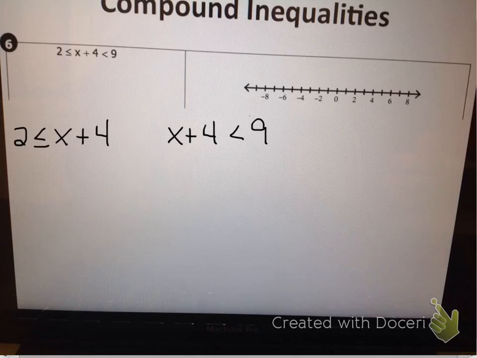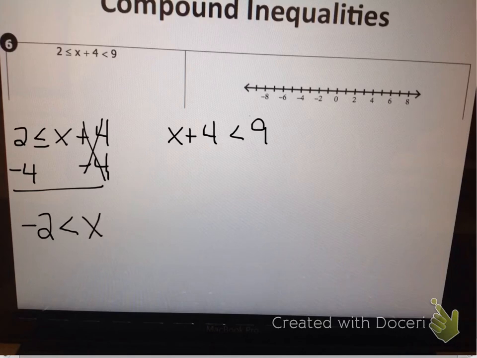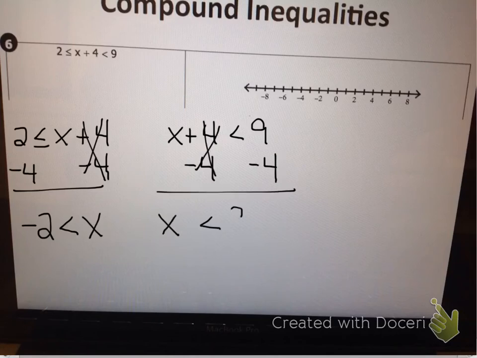So with the first inequality, we're going to subtract 4, and it'll be the same step to solve the second one. We'll subtract 4, canceling out our 4s, and it leaves us with negative 2 is less than or equal to x. The next problem, we're going to subtract 4. The 4s cancel, leaving us with x is less than 5. So, if we were to look at this inequality, this is what it would look like. Negative 2 is less than or equal to x, which is less than 5.